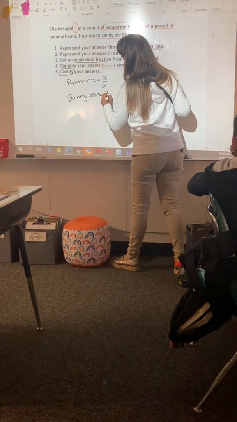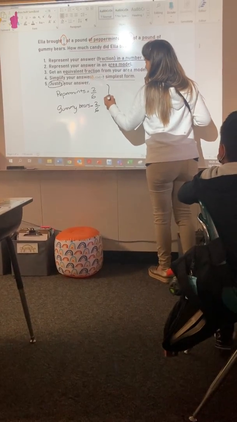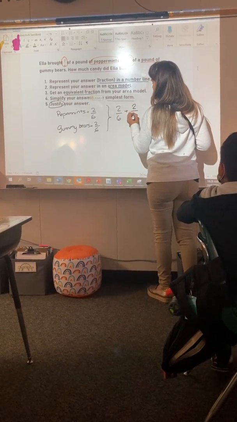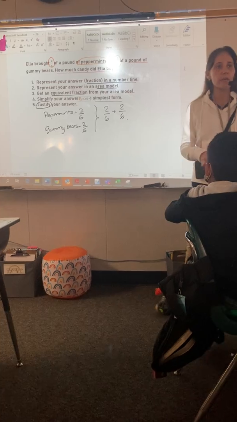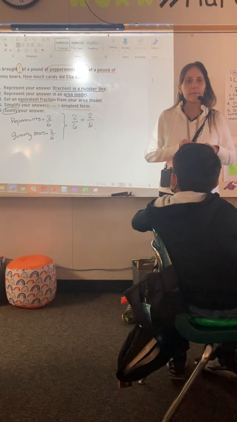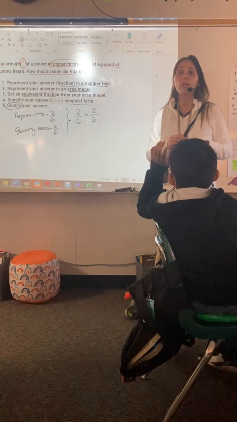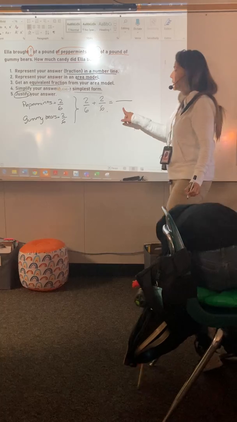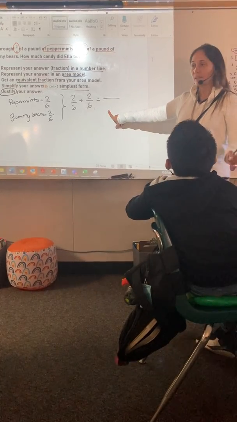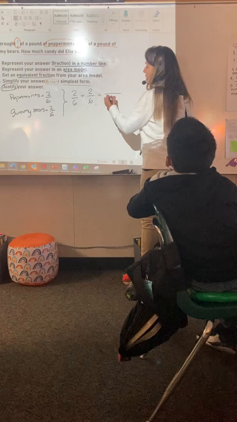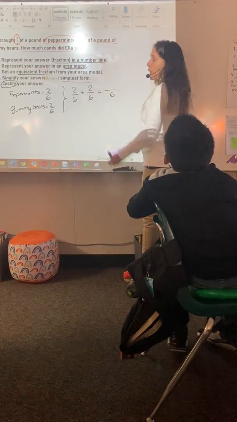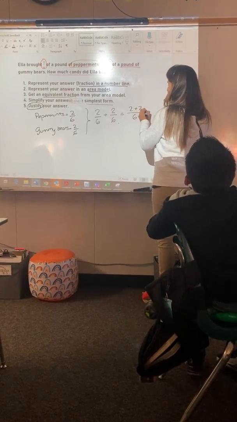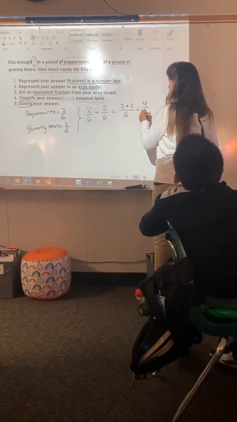Okay, so 2/6. If we add them, we are adding fractions with what kind of denominators we have there? Equal. Equal or like denominators. So what do we do when we have like denominators? What is the denominator here? It's the same one. So my denominator is going to be 6. And we add numerators, right? Okay, so 2 plus 2. And we get a fraction of 4/6.